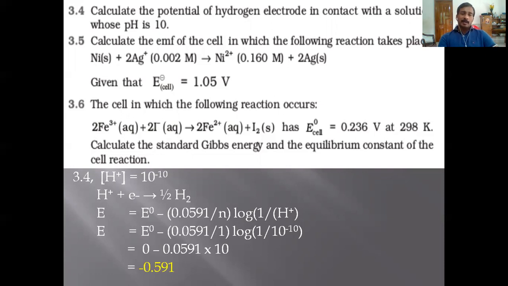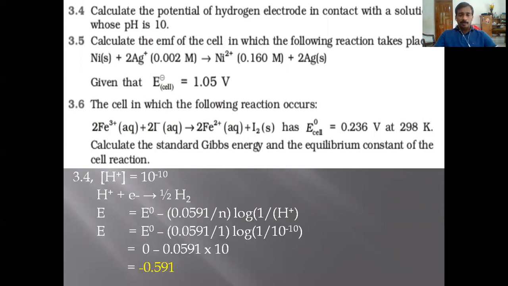Now what is the second question? Calculate the EMF of the cell in which the following reaction takes place: Ni plus 2Ag plus, concentration 0.002 molar, gives Ni2 plus, concentration 0.160 molar, plus 2Ag. Here E0 cell is given, that is 1.05. Since the cell reaction is given directly, you write the next equation first. E cell is equal to E0 cell minus 2.303 RT by NF log concentration of Ni2 plus divided by concentration of Ag plus square.